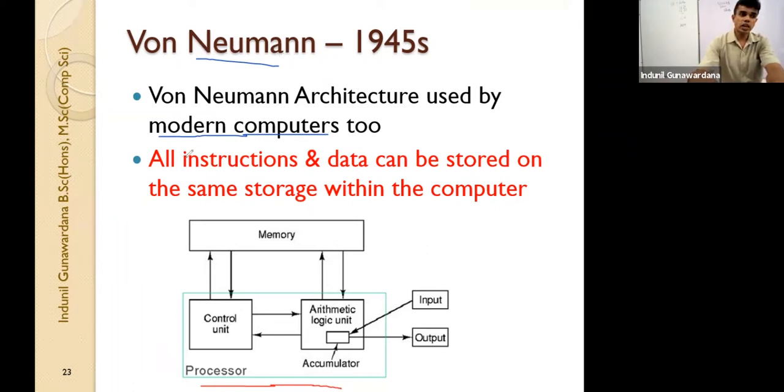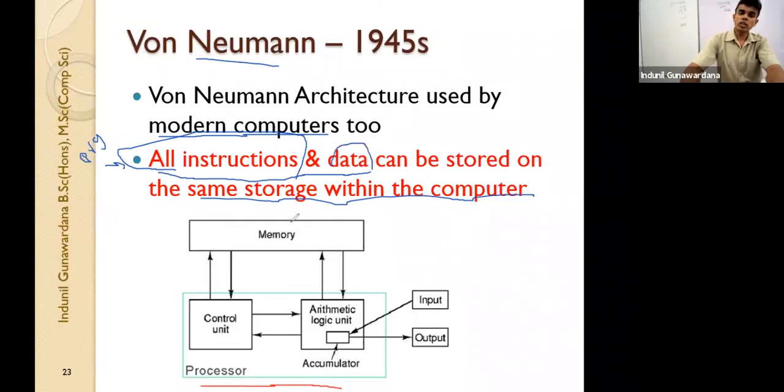What was the concept under that? It says that all instructions and data... Okay, what are instructions? Related to the computer, instructions are the programs, isn't that so? Instructions means programs, software. All the programs as well as the data you submit can be stored on the same storage within the computer. That's how the von Neumann architecture is. Every program we run and all the data items we handle are stored in the same storage inside the computer.